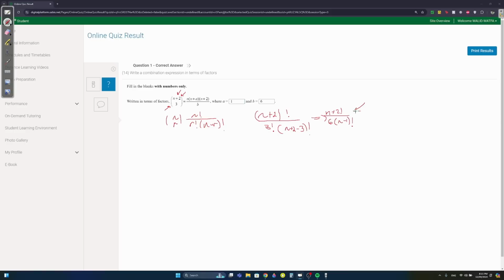Okay, guys, we need to cancel factorials. What do we do? This is the bigger number. This is the smaller number. What do we do when you want to cancel factorials? You rewrite the bigger number in terms of the smaller number. So it's going to be n minus 1 factorial, right? How do you go from n minus 1 to n plus 2?